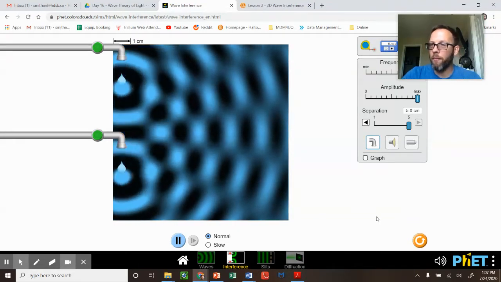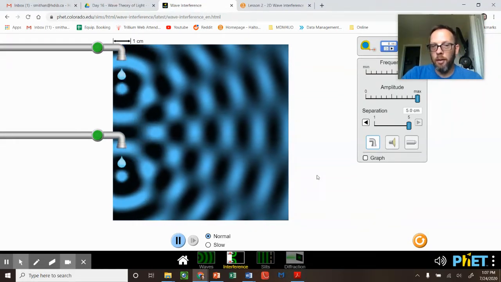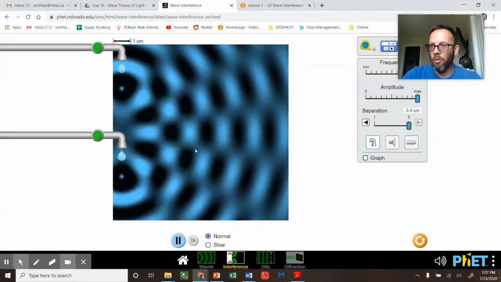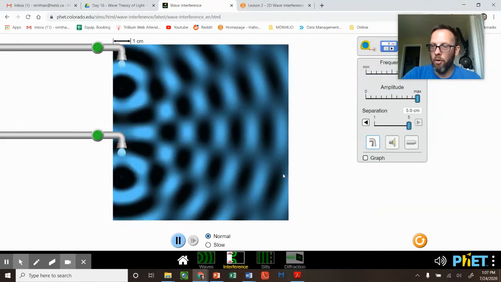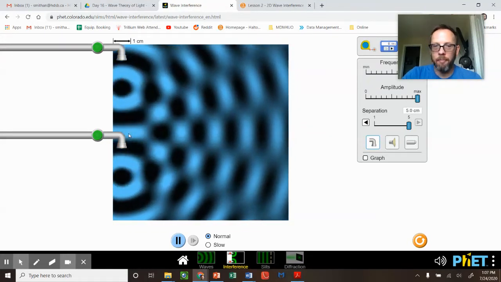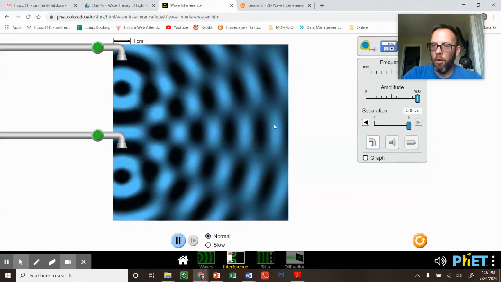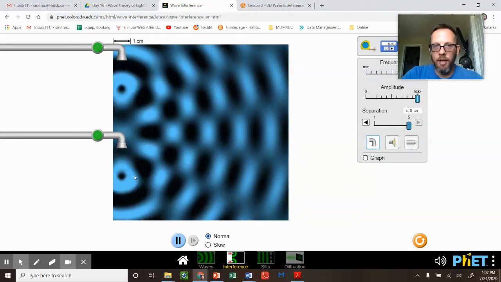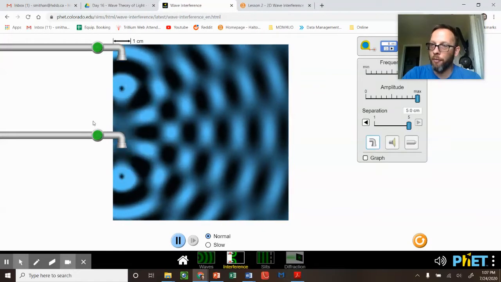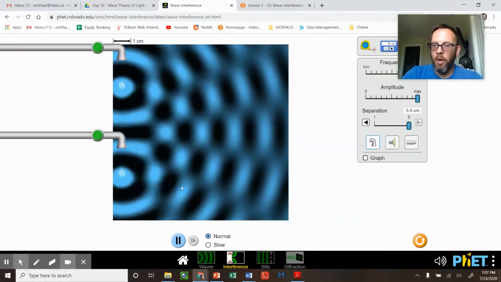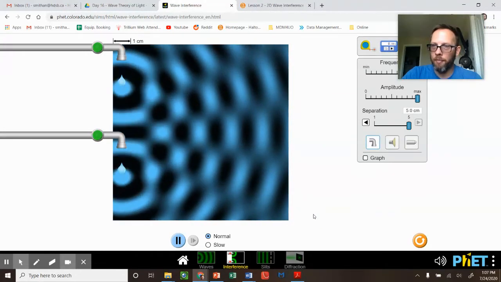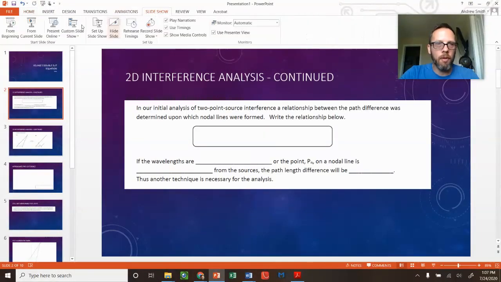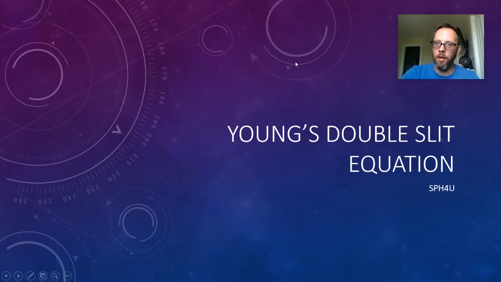Now, the issue is if we want to observe this for light, the wavelength of light is so small, and these nodal lines and path differences are so tiny, there's no way we could really measure them. So we have to figure out some way to take our 2D interference pattern for water waves and think about it in terms of light. That's the purpose of what we're doing right now. So let's get started with our lesson. We're going to develop Young's double-slit equation.